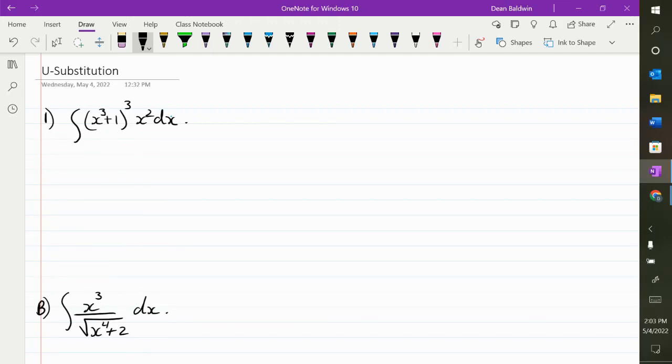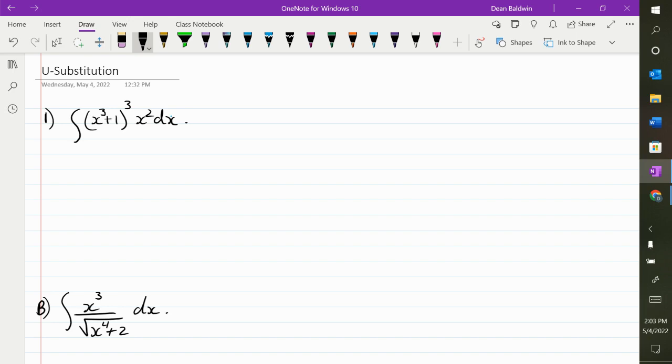We have the integral of (x cubed plus 1) to the power of 3 times x squared dx. So JM was talking to you about looking at these, and quickly in your head, you identify u. Okay, so what is u going to be? It's what's inside the brackets, or the square root, or the cube root, or whatever. Whatever usually has the higher power. Okay?